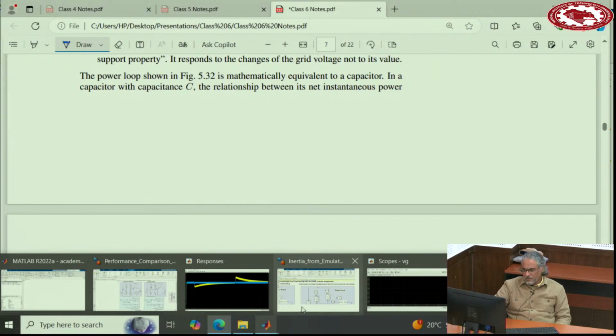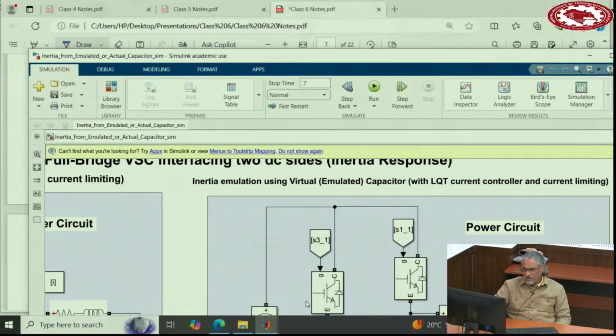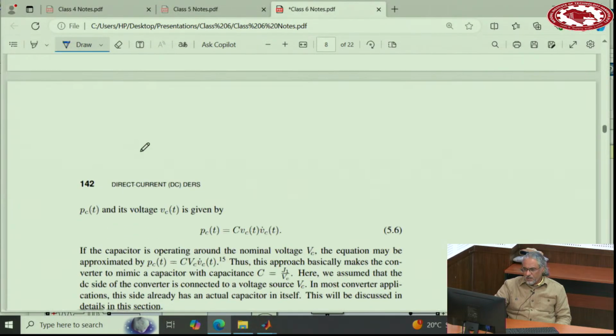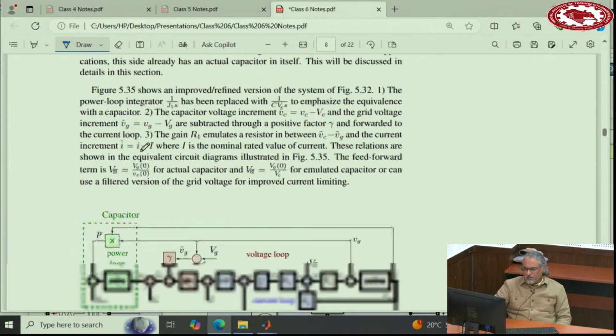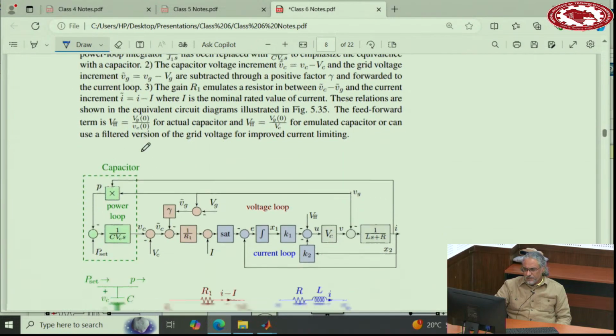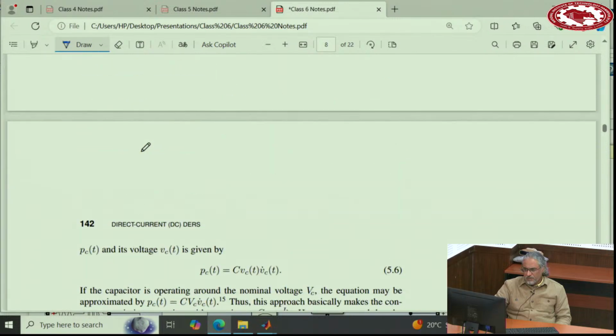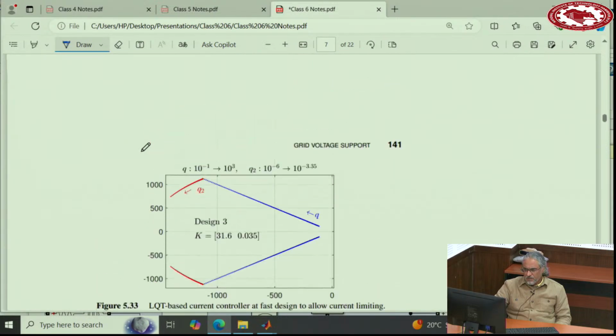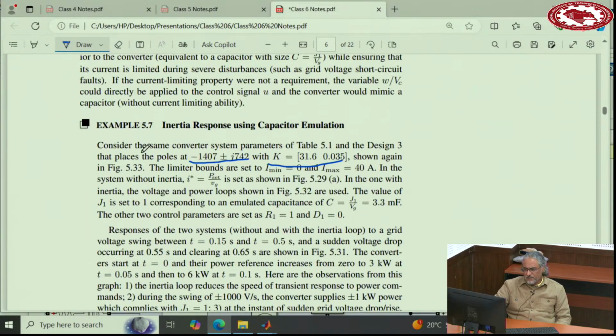Let's see what example was here. Okay, it's next system. Now, here we talked about emulated capacitor, right? In this example and in this discussion.